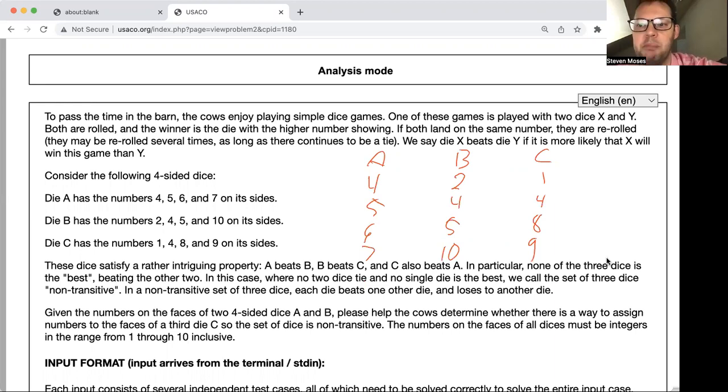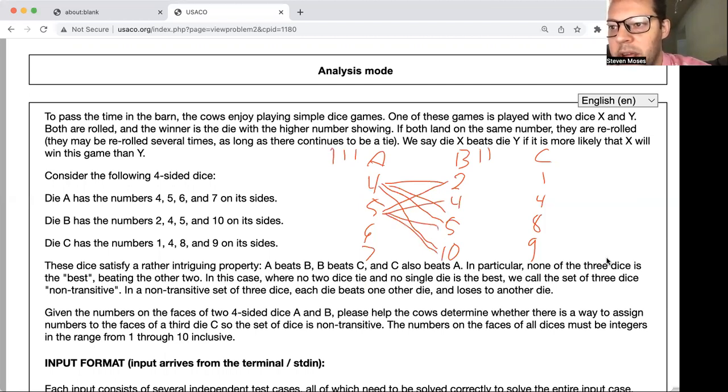And they say that a die beats another die if it is more likely that it's going to win. So what that means essentially, in order to know when a die is more likely to win, you basically have to compare every face against every other face. So let's compare die A versus die B. 4 versus 2, A would be the winner in that case. So that's a point for A. 4 versus 4, that's a tie, so we ignore that. 4 versus 5, that's a win for B. 4 versus 10 is another win for B. 5 to 2 is a win for A. 5 to 4 is a win for A. 5 to 5 is a tie. 5 to 10 is a win for B.